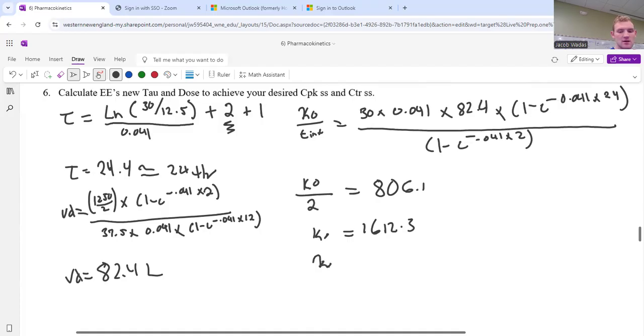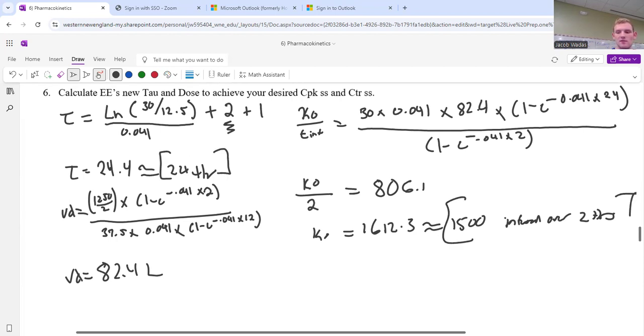So KO would equal 1500, and that's infused over 2 hours. All right, so we have our new tau, 24 hours, and our new dose, 1500 milligrams over 2 hours. Make sense? Yes, sir.